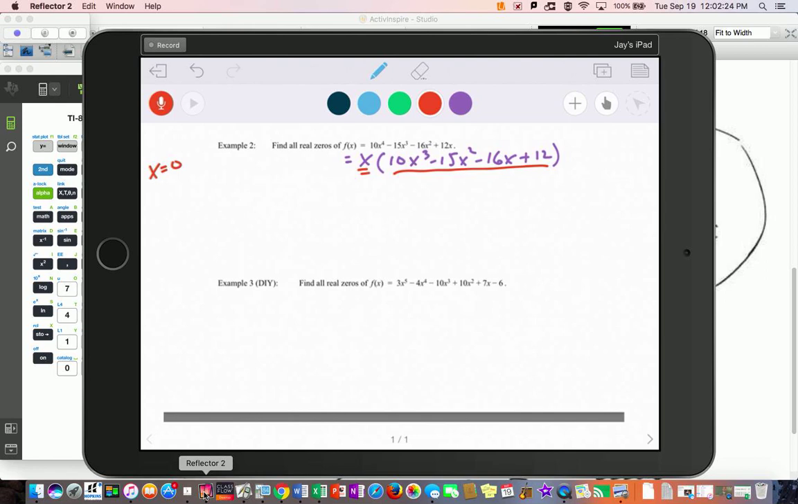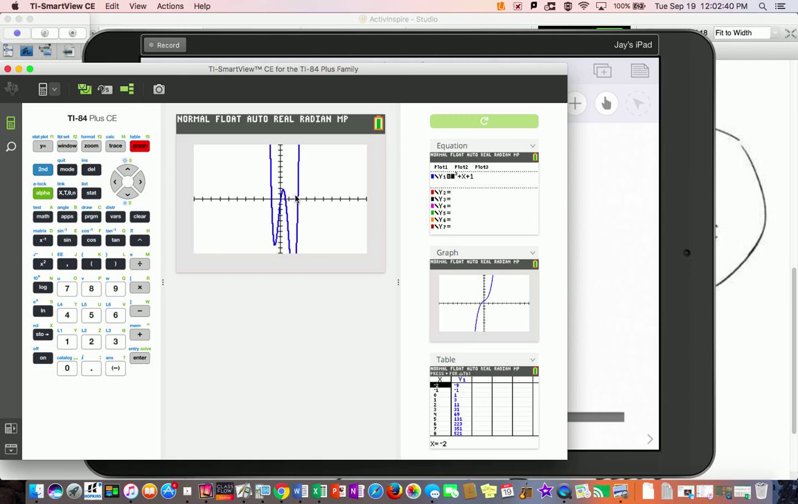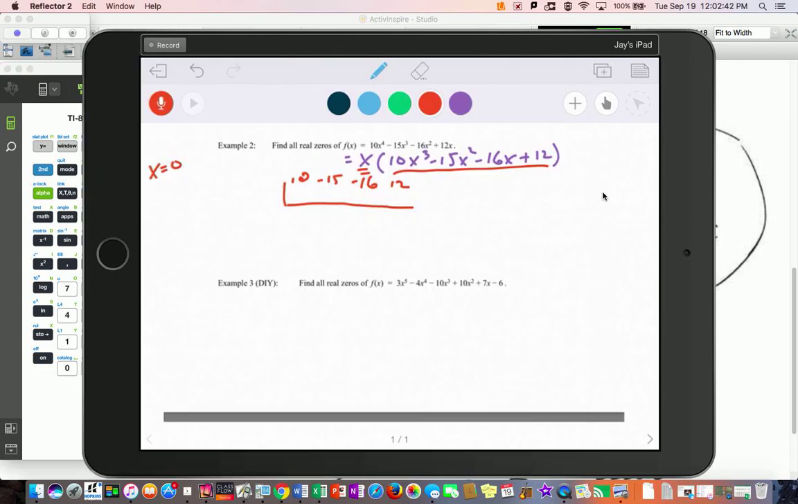Now I can do synthetic division with what's left over. 10, negative 15, negative 16, and 12. And so again, just double checking the graph, you can see maybe negative 1 and 2 are answers. So let's take a look at those. Negative 1, so that would be 10 drops through. I get 10, I get negative 5. Oh, negative 10, excuse me.